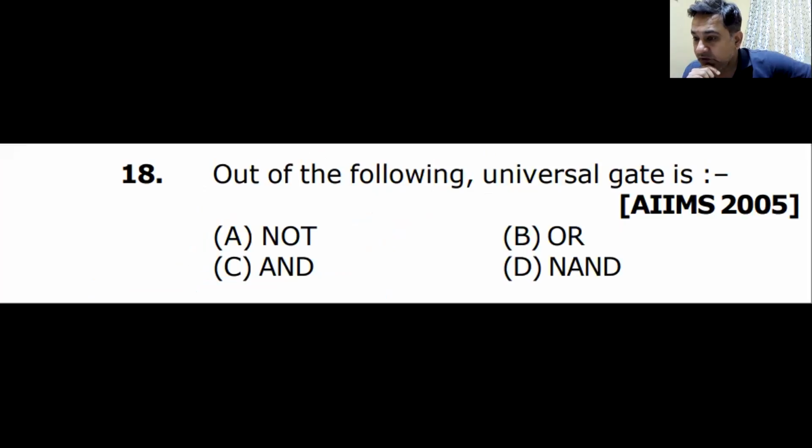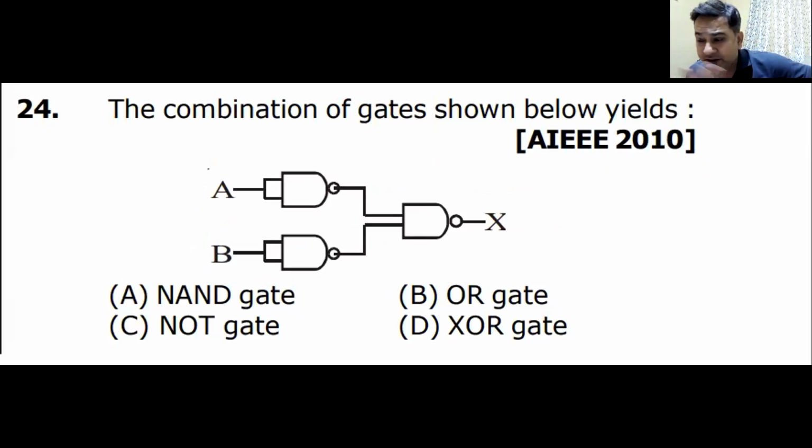Option D. Option D, NAND gate. Yes. So you understand the logic. Now this one. This is IIEEE. Can you give me this one? Because if it comes in IIEEE, it can definitely come in your IIBMT. Yes, this one.